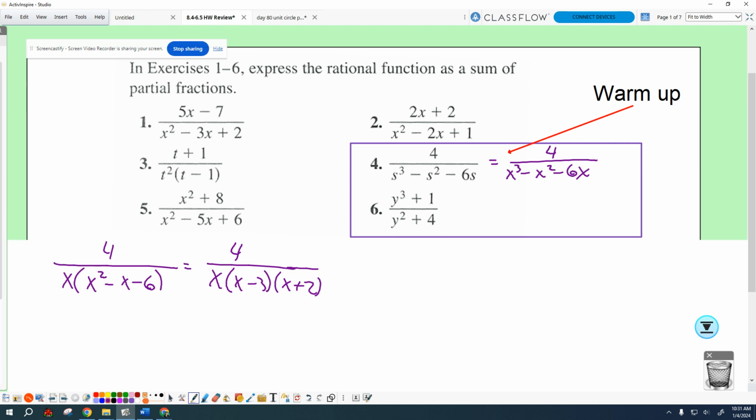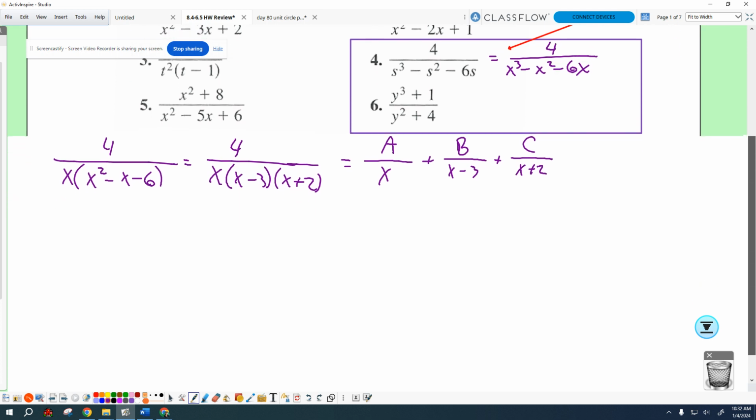So partial fractions, first step is factor all denominators, right? Is that how it factors? Yes, no? So how many fractions am I going to get? 3. What goes on top, Jack? A, B, and C.